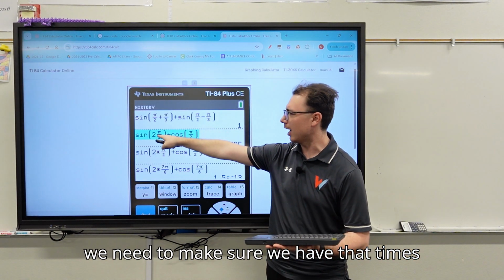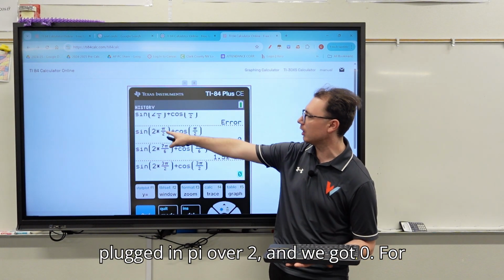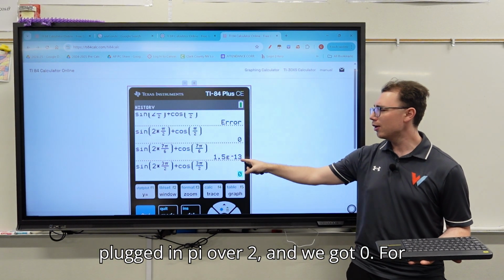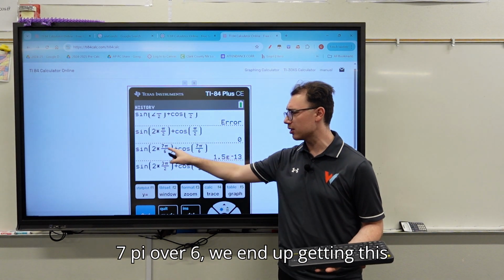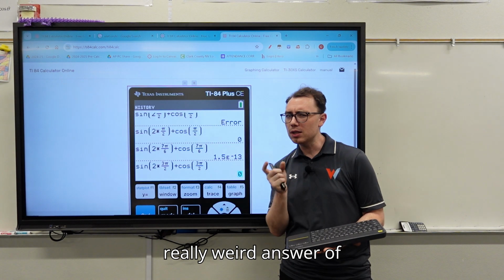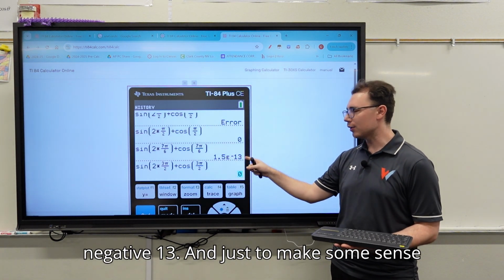So we need to make sure we have that times there. Made that little mistake. So now we have this first problem where we plugged in pi over 2, and we got 0. For that second solution, notice for 7 pi over 6, we end up getting this really weird answer of 1.5 e to the negative 13.